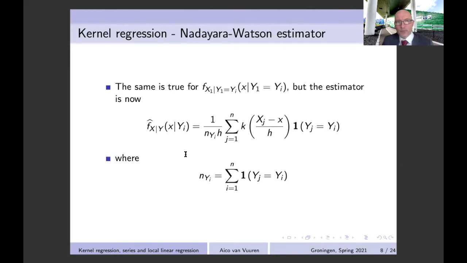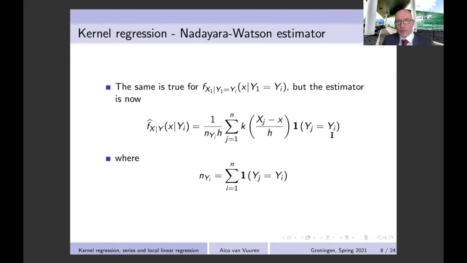Then we could have done this thing over here. For example, if y could only take two different values, 0 and 1, then in order to get the density of x conditional on y equal to 0, we just do the kernel density over those observations for which yi is equal to 0 in our sample. We could do exactly the same for the case that yi is equal to 1.